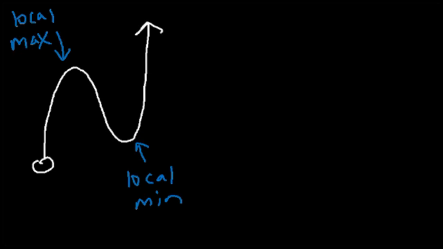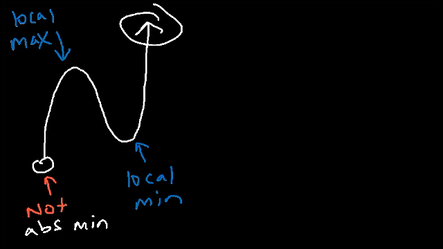Now let's say we have a graph that looks something like this. At this point we have a local minimum. Here this is a local max or a relative maximum. Now even though this appears to be the lowest point of the graph, it's an open circle, and so therefore this is not an absolute minimum. And because the graph goes up forever, there is no absolute max.